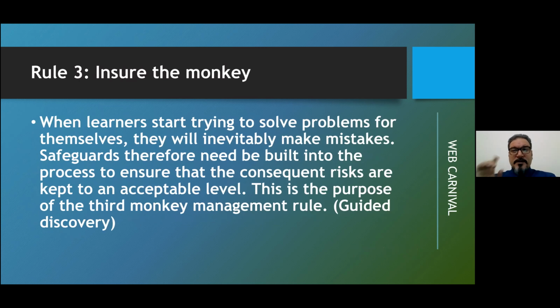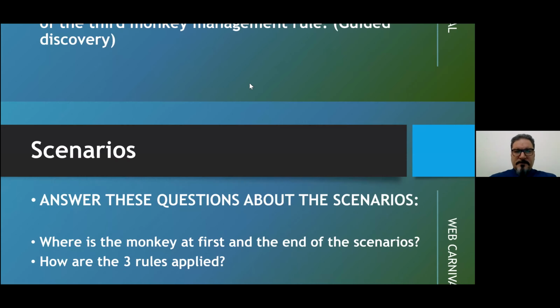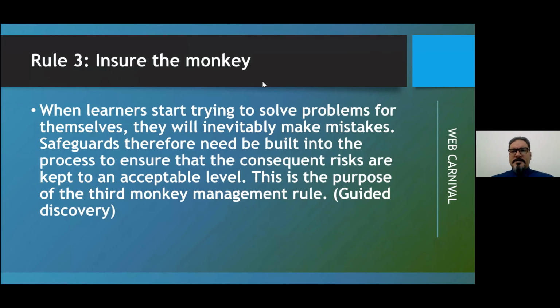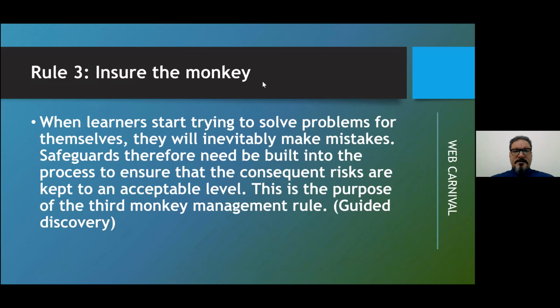ensure the monkey, is the one I talked about, that sometimes we the students may find something wrong, may discover something wrong. We're dealing with this. So if you take a look here, when learners start trying to solve a problem for themselves, they will inevitably make mistakes. Safeguards therefore need to be built into the process to ensure that the consequent risks are kept to an acceptable level. So they can take risks, but at an acceptable level.